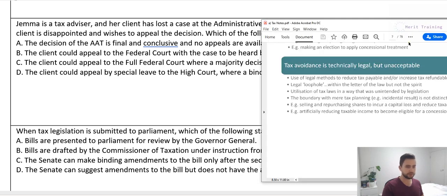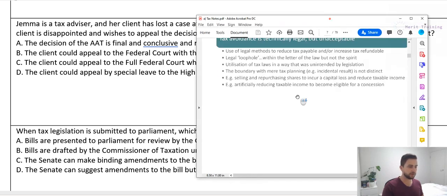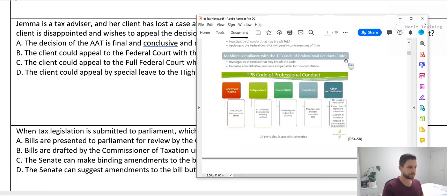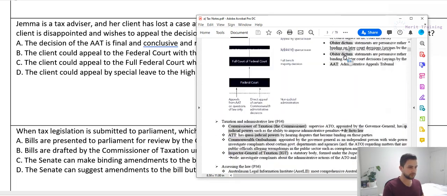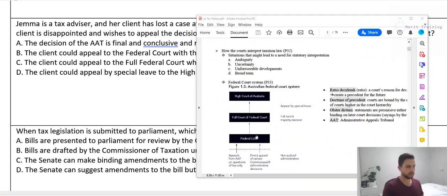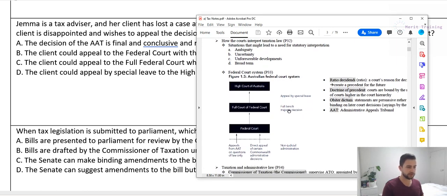Alright, so to do this, let's pull up our notes over here and just go to the framework of the court system. So if you remember from the core content video, we talked about if there's an appeal from the AAT, it would then go to a federal court, and you'll note over here it tells you how many people there are. So this would be a single judge, this one will be a full court, so multiple benches.